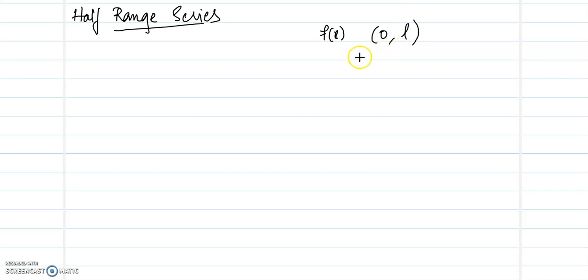Now Fourier series is evaluated for periodic functions. So we have in general a function f of x which is periodic of period 2L. So that's how we have seen the Fourier series.